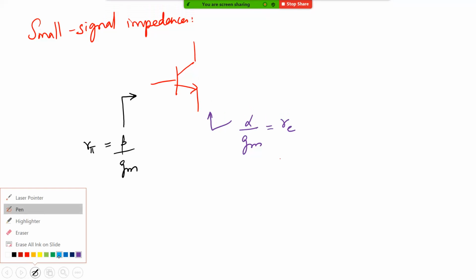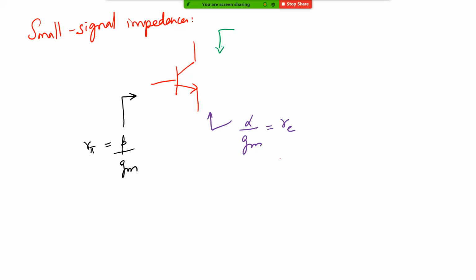And if you look at this thing from the collector side, we saw previously that it is r_o, which is given by magnitude VA by IC. Okay, so this is how the small signal impedances behave from different terminals of the BJT. So you should have this very clearly in mind.